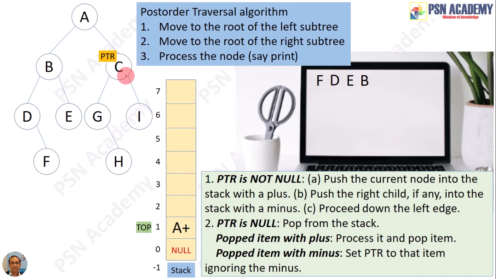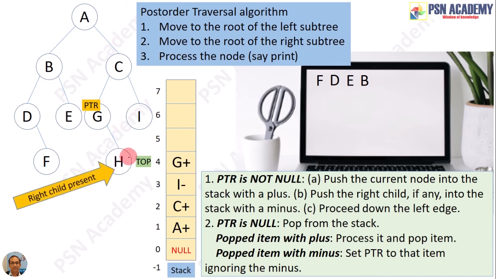PTR is not null. So C is stored inside the stack with a plus sign. There is a right child, so right child I will also be stored inside the stack with a minus sign. Next, PTR will proceed down the left edge so that PTR will be at G now. PTR is not null, so push G into the stack with a plus sign. A right child is there, so push H minus inside the stack and move PTR down the left edge. PTR becomes null now, so we consider rule 2.